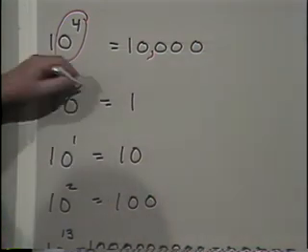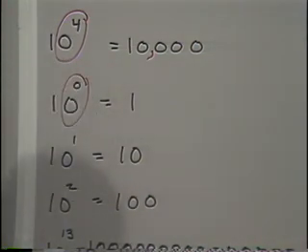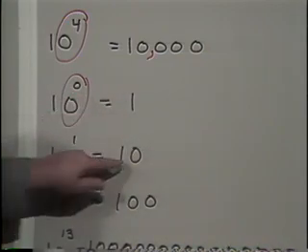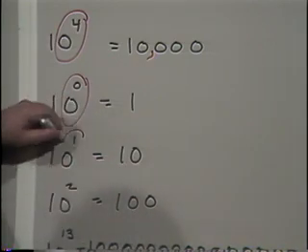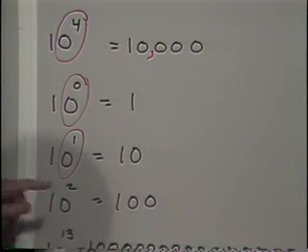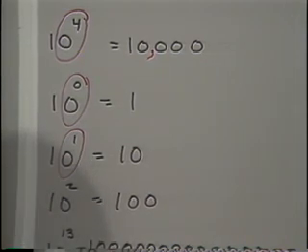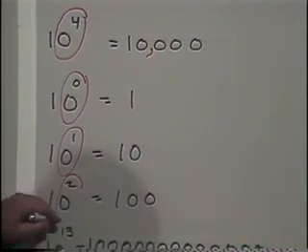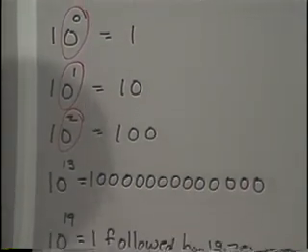What would this number be? It's a 1 followed by no zeros, that's 1. What would this number be? It's a 1 followed by 1 zero, that's 10. What's this number? It's read 10 to the second power. It's a 1 followed by 2 zeros, that's 100.